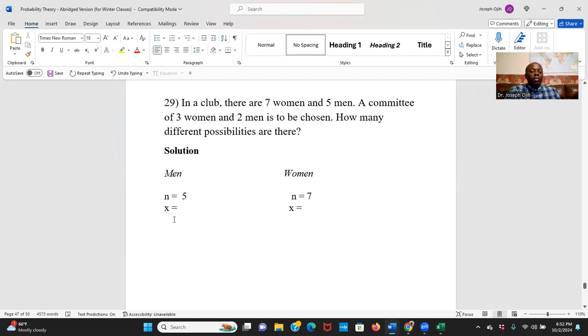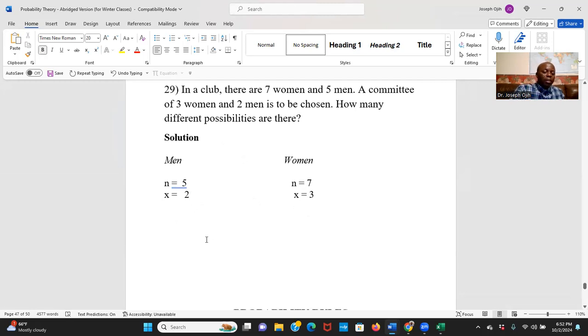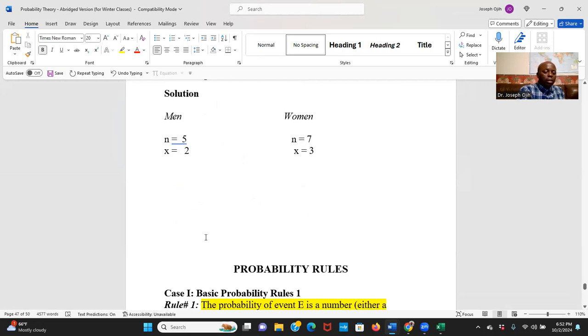Now, a committee will have to be 3 women and 2 men. Now, how many ways can this be chosen? So you can see the number of ways. Maybe for men, we have 5 combination 2. For women, times, we have 7 combination 3. That's how many ways they can be chosen.